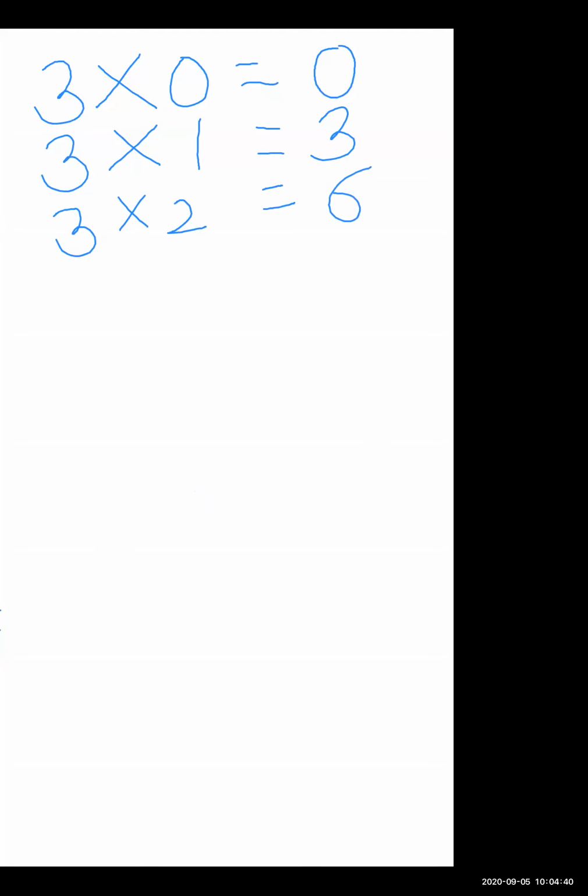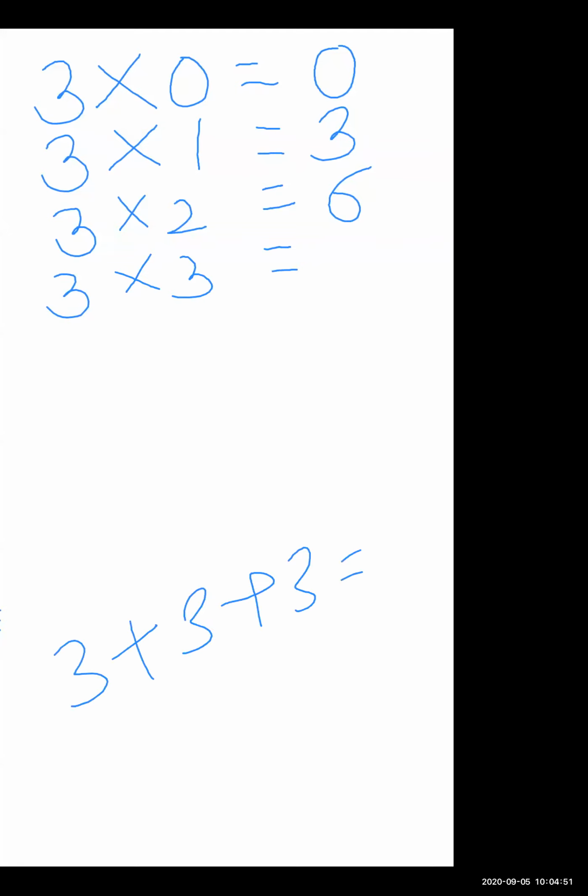Now 3 into 3. Add 3 3 times. What will we get after adding 3 times? 3 plus 3 plus 3. Isn't it? After adding 3 times, 3 plus 3 is 6, and 6 plus 3 is 9. Right? So what is the answer of 3 multiplied by 3, or 3 into 3? It's 9. Getting my point?